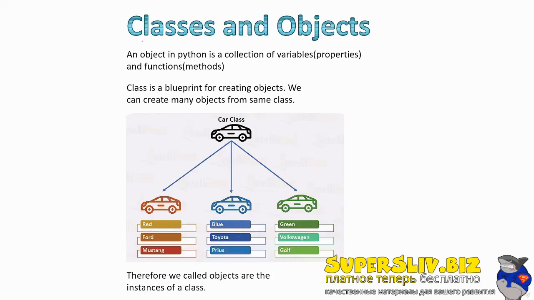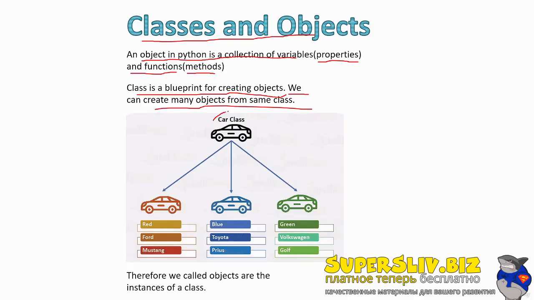In this video, I am going to talk about classes and objects in Python. In simple terms, an object in Python is a collection of variables and functions. We call variables in an object properties, and functions methods. A class is a blueprint for creating objects. We can create many objects from the same class.